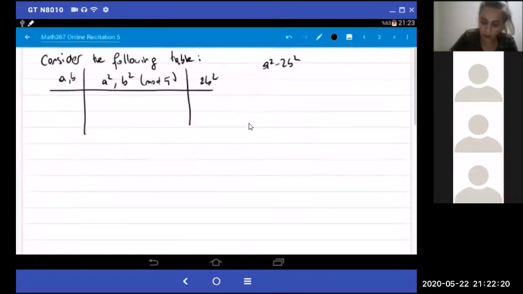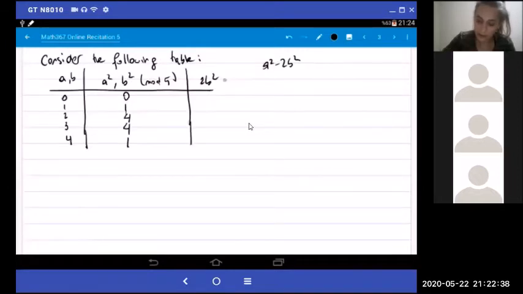So for the values of a, b: 0, 1, 2, 3, and 4, this is a² and b². They take the values 0, 1, 4, 4, and 1. And 2b², of course, this is modulo 5 also. This is 0, 1, 3, 3, 1. No, this is multiplication by 2: 2 times this one, 2 times 4, 2 times 4, and 2 times 1.